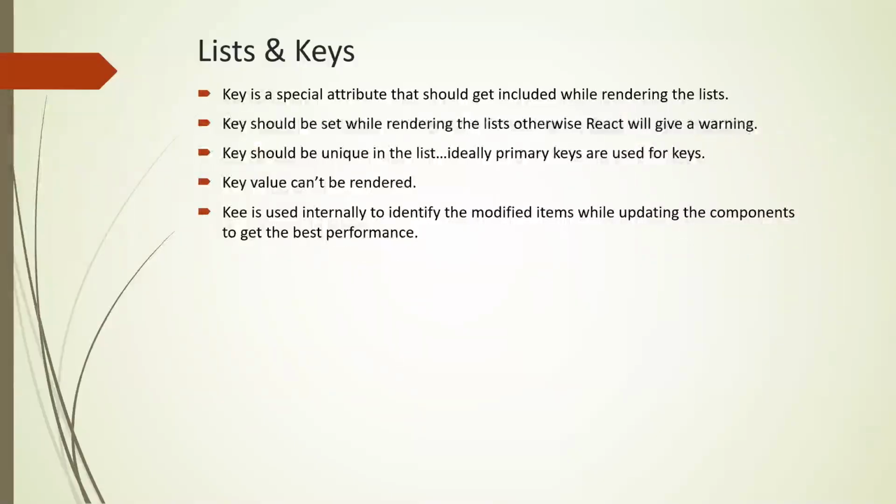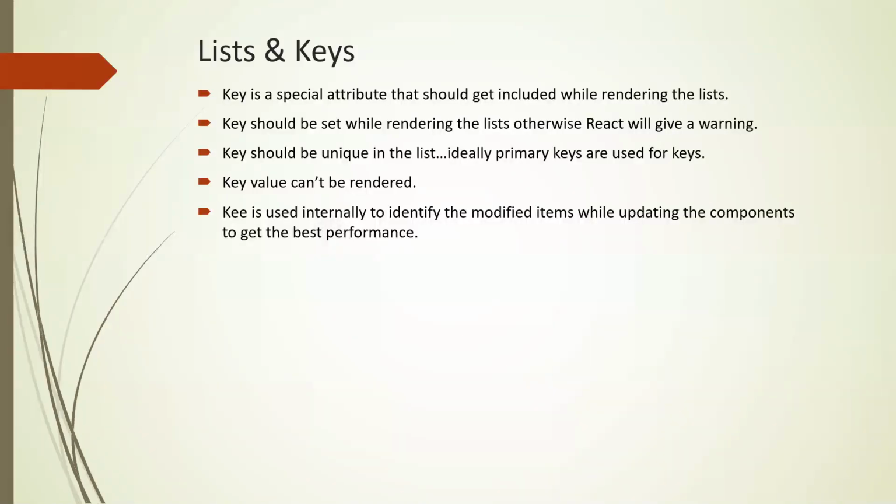So yeah, key is a special attribute that should be included while rendering the list. Key should be set while rendering the list, otherwise React will give some warning. Key should be unique in the list, ideally the primary key. Sometimes you can use the index, but you have to be very careful. You have to understand the complete business scenario, otherwise you would get unexpected results.